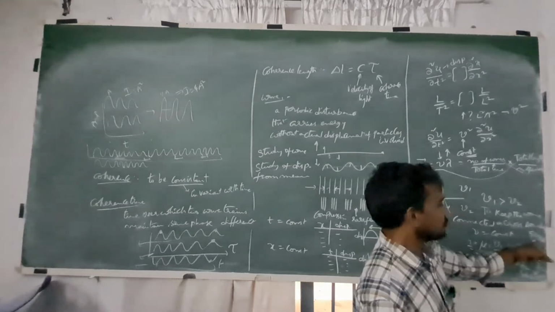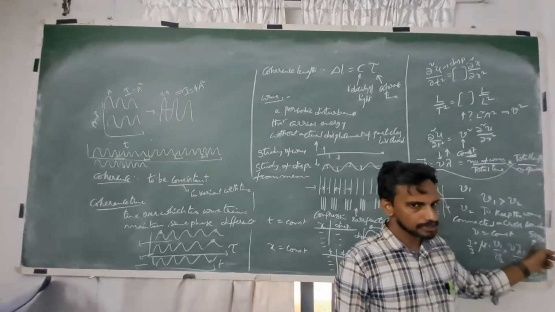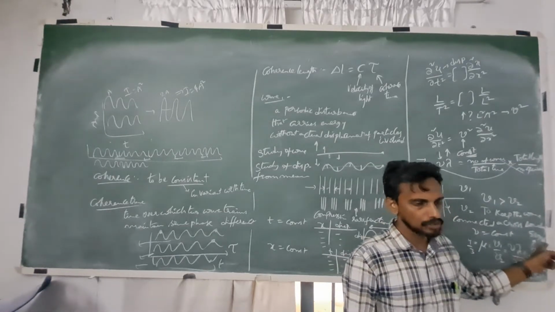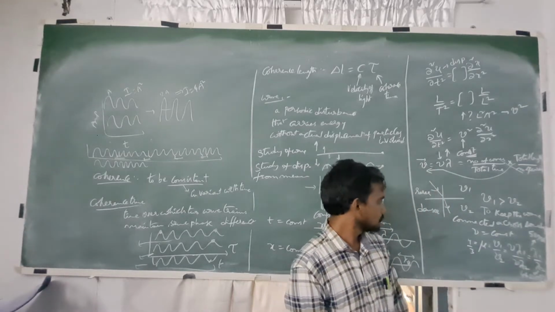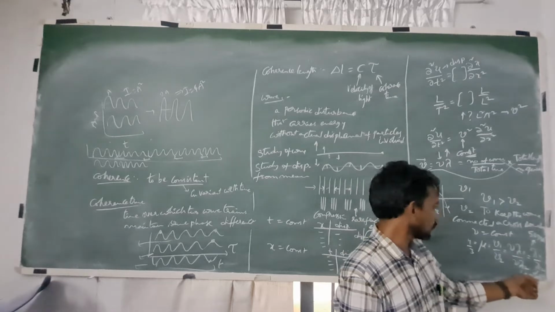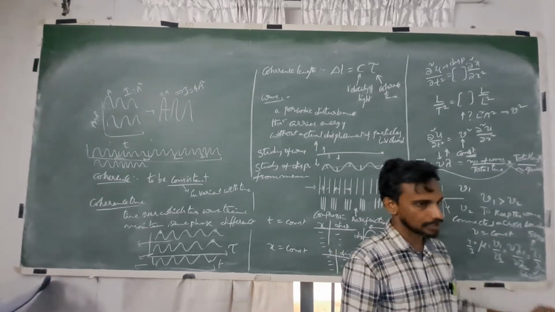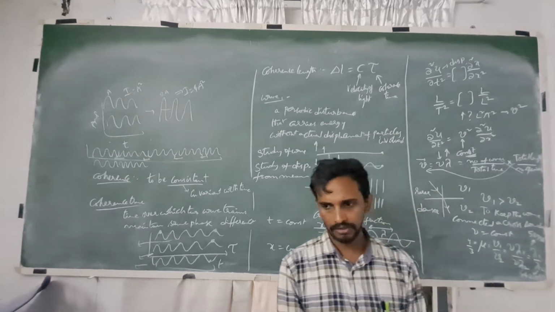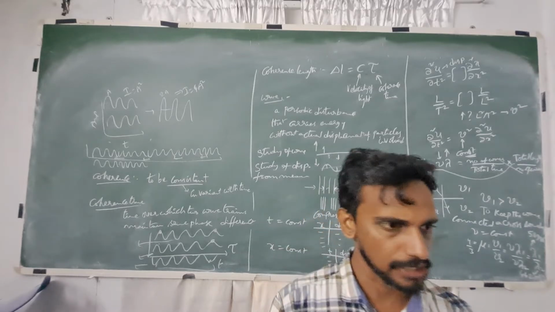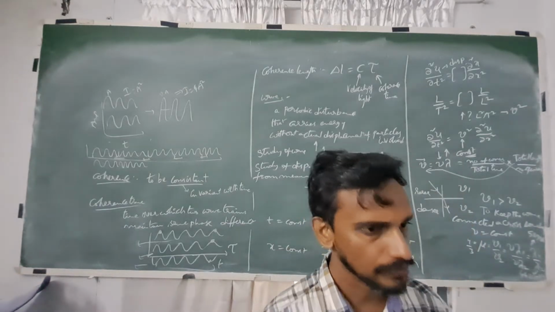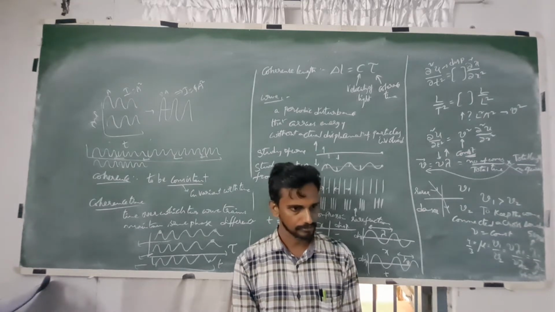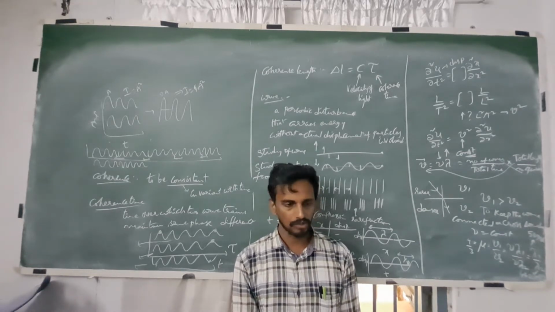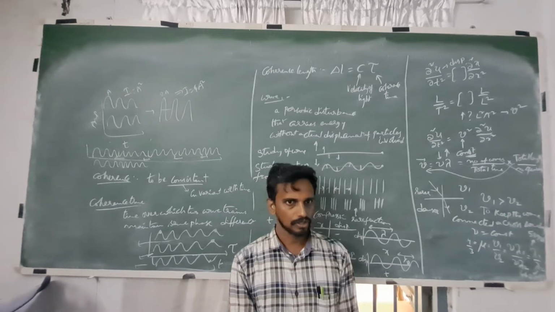So light with wavelength 5893 angstroms in air or vacuum looks yellow in color. The same light, when it travels in water, will have a wavelength of 4420 angstroms. That means what? The light with 4420 angstroms wavelength is yellow in color in water. So now, how to fix the color?